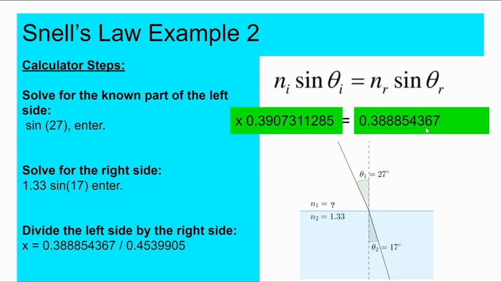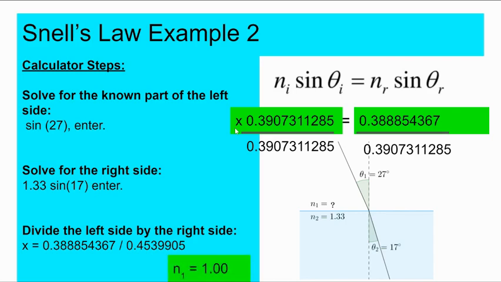0.388854367. To solve for x, we're going to divide both sides by the 0.39073 value. And so x rounds to 1.00. It was 0.99 and it continued, so if we round up, it will be 1.00.